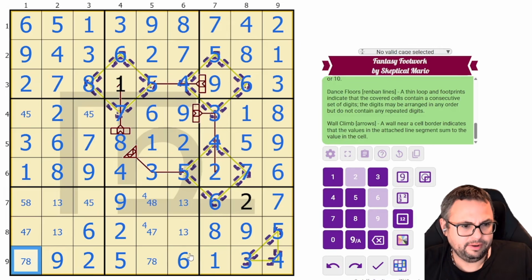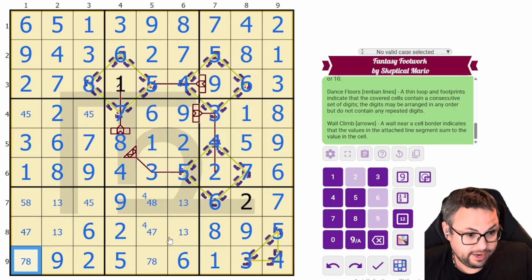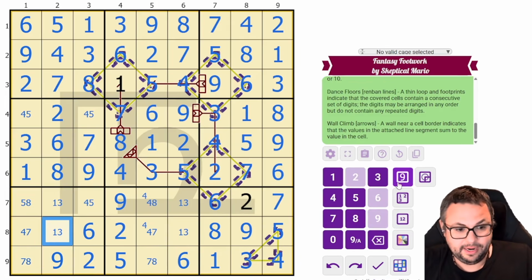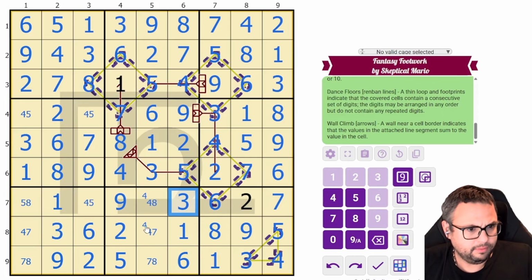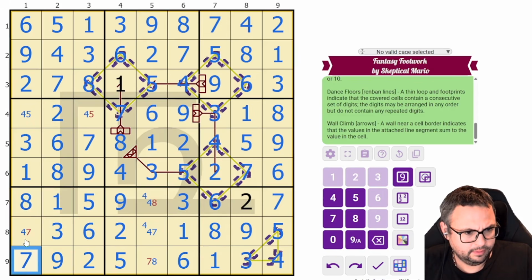Okay, now we get to play the which negative constraint is Zeta missing? The 9 can't go next to the 1. And now the 1 can't go next to the 4.